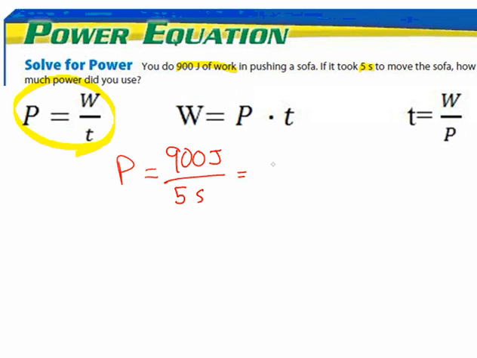Nine hundred divided by 5 is 180. And what we end up with is joules per second. And joules per second is a special unit that we know of called a watt. So the amount of work being done over time is 180 watts.